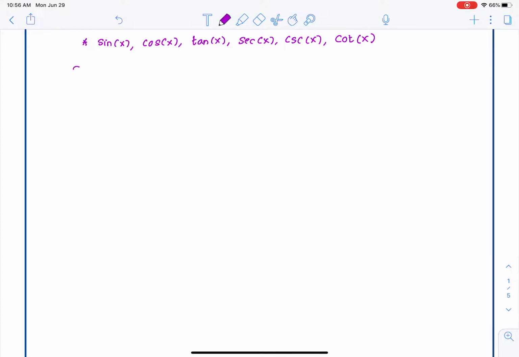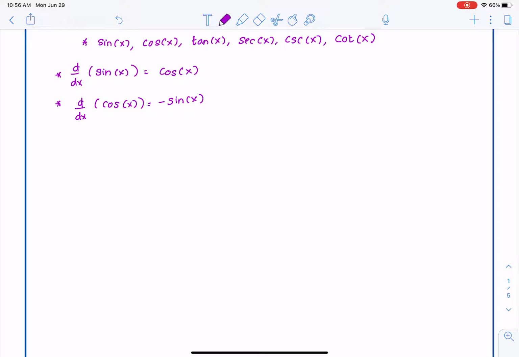So the derivative of sine x is simply cosine x. The derivative of cosine x is negative sine x. By all means, these are the only identities that you have to know, because you can derive the other derivatives as long as you know these two.